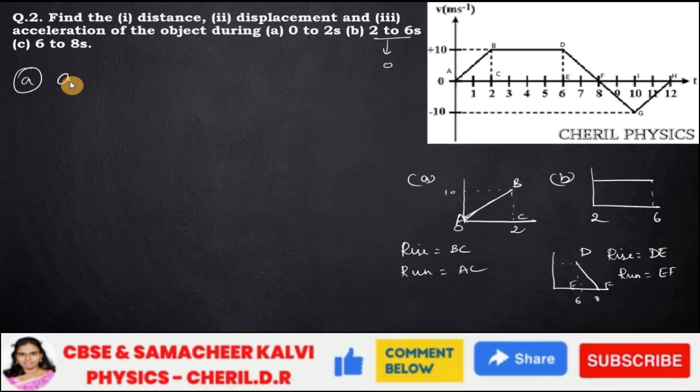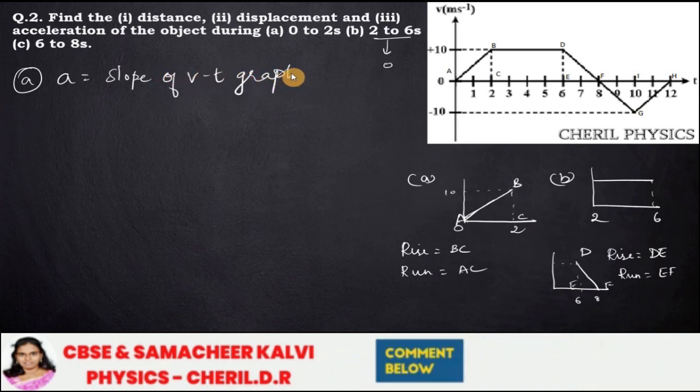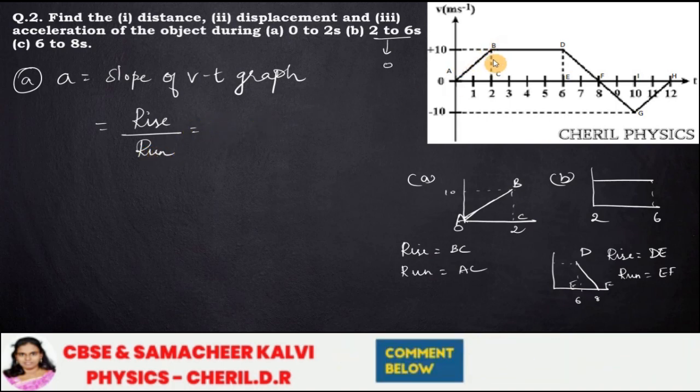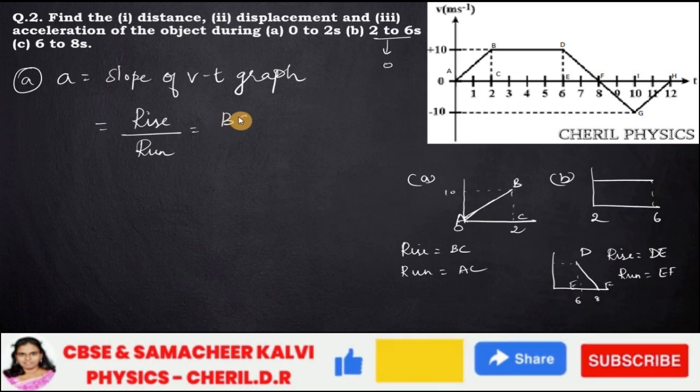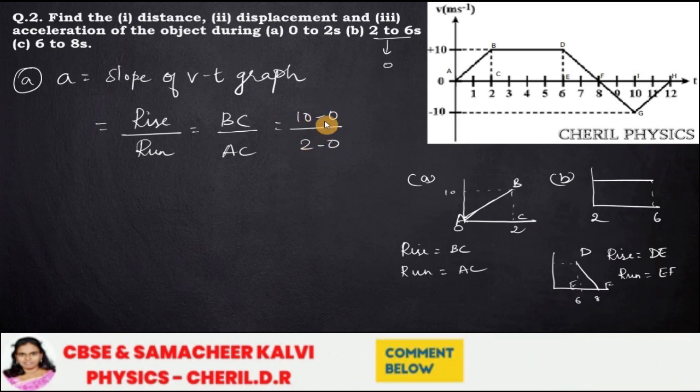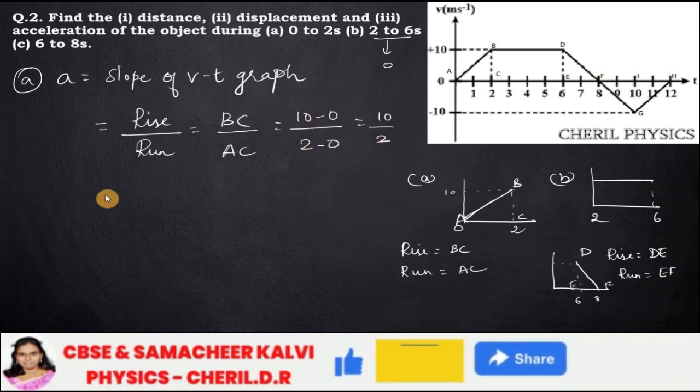The first one: acceleration is nothing but the slope of the VT graph. How will you calculate the slope of a VT graph here? Rise by run, or vertical change by horizontal change, however you've learnt. So it is BC by AC, which is 10 minus 0 by 2 minus 0, which is 10 by 2, which is 5 meter per second square.